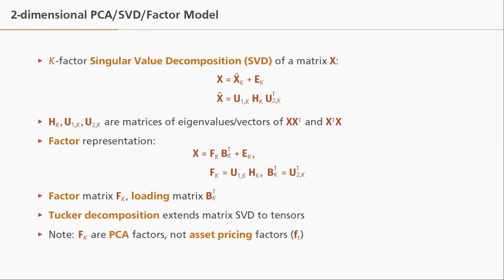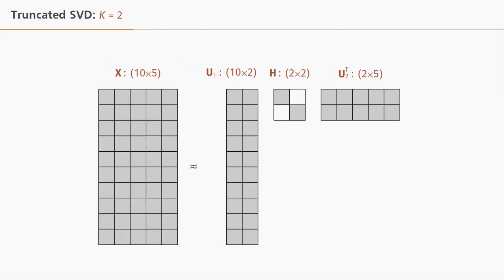So if the data, for example, is 10 by 5, and I want only a 2-factor model, that's why it's an approximation. The optimal U1, H, and U2 would correspond to the first 2 largest eigenvalues and eigenvectors. Got it. But there's the full rank SVD, which would be 10 by 5, and then 5 by 5.